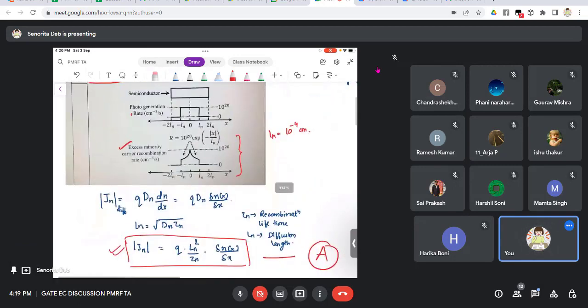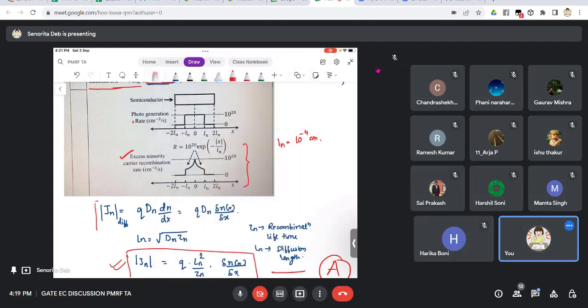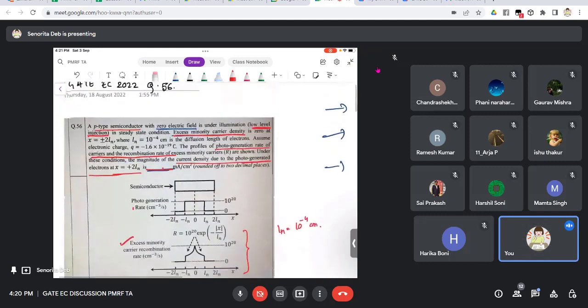So the diffusion current is given by this formula. This we have seen, right? You would have seen this formula, q dn by dx. Now this delta n by delta x I have written in this form, delta n(x) by delta x. So this delta n(x) by delta x is nothing but the change in the carrier concentration. And Dn, you know, that is the diffusion constant, right?